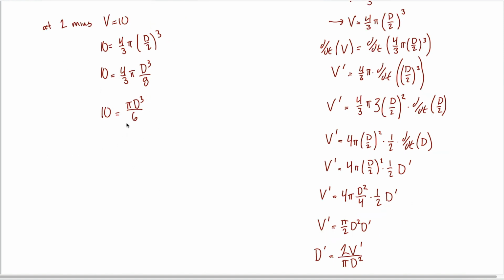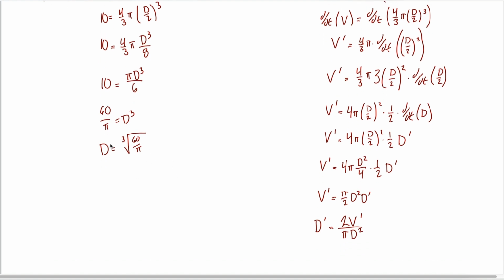Now I can figure out what d is equal to. If I multiply both sides by 6 and divide by pi, I get 60 over pi is equal to d cubed, and therefore d is equal to the cube root of 60 over pi. You could throw that into a calculator if you really wanted a decimal approximation, but I prefer to leave my answers exact, so I'm going to leave d as this expression. This is some number. I don't really care what the number is. If you care, toss it in a calculator.